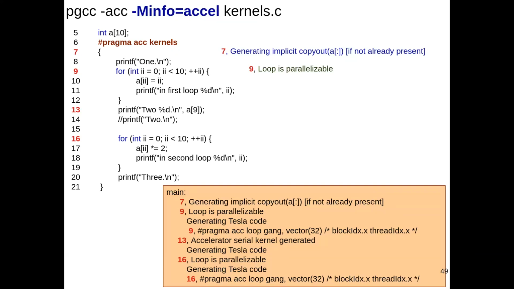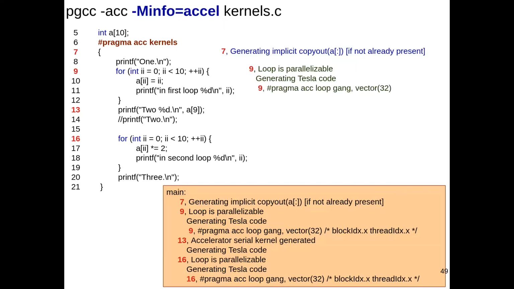Since it finds it's parallelizable, it gives that task to the GPU, and it generates Tesla code corresponding to it. Tesla is the family of processors for which it is generating. So you will see this Tesla in the output all the time. In fact, as I was mentioning, you might have to give that as a command line parameter also in some cases.